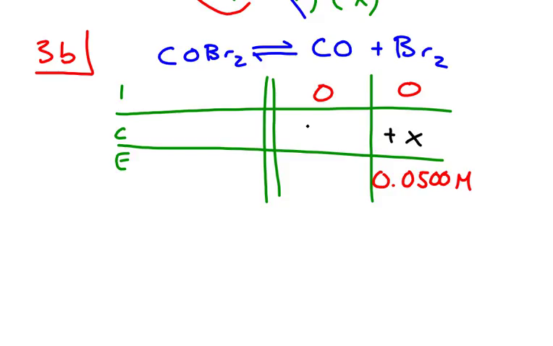So I know that these are plus x and these are minus x. Why? Because I started with 0 and I started with a certain amount of that. So it's going to go to the right. It's going to make the amounts that are 0. So I know that. This right here is awesome.